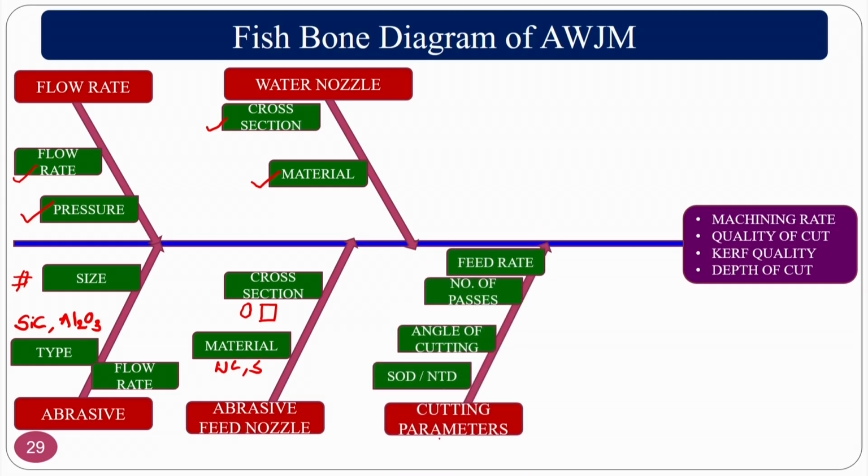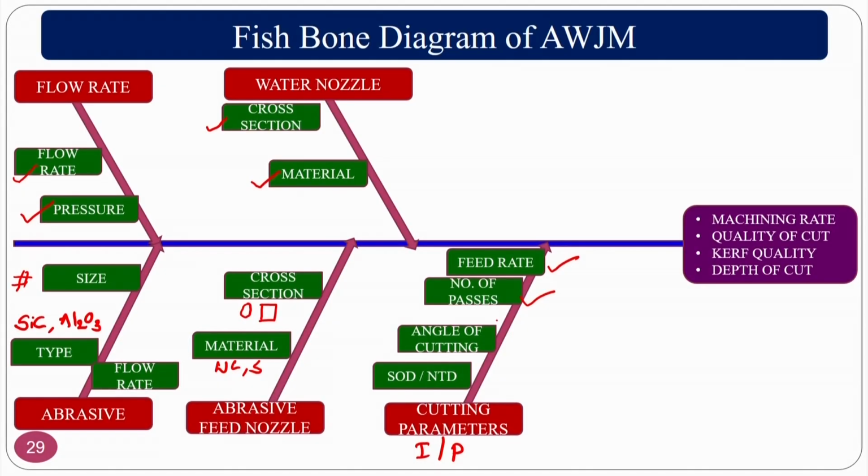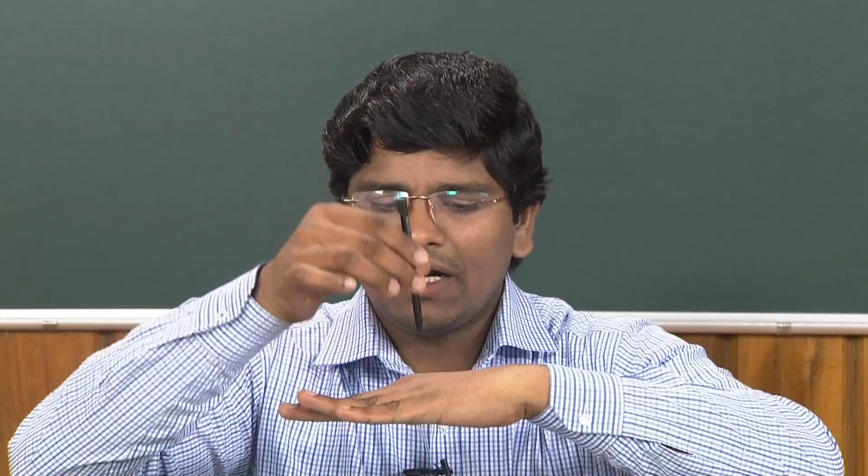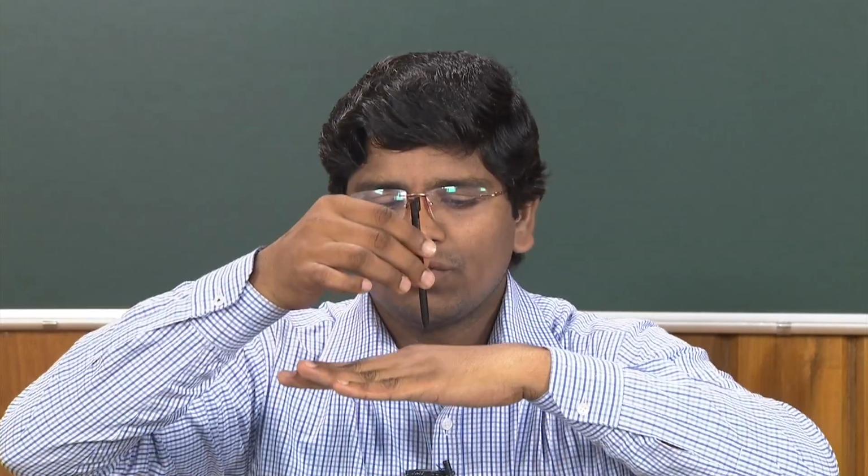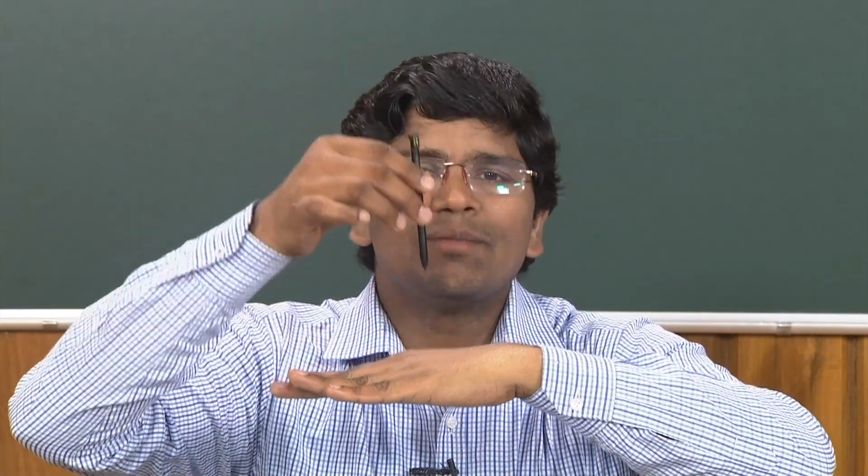The feed rate, the cutting parameters, that is input parameters, what you can put into the machine, that is how much feed rate, number of passes, whether you want 10 passes to cut the material. If the thickness of the material is too high, you have to go for more and more number of passes. Angle of cutting, whether you want 2-dimensional, you just go perpendicularly, whether if you want 3-dimensional structures, you have to give certain angle to the nozzle, and the stand up distance or nozzle tip distance, that means how much distance you have to keep with respect to the workpiece material. Assume that this is a workpiece and this is a jet, so whether you want to go for 5 mm, whether you want to go for 50 mm, this distance you can also play.